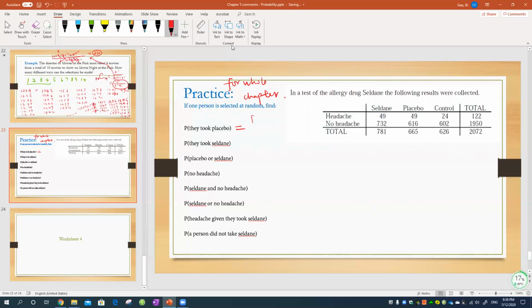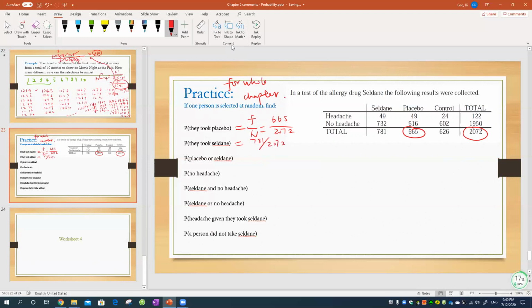For placebo, we just need the count, the frequency, for those who took the placebo. So the total count for people who took placebo is 665, divided by the total number, which is 2072. That's the probability. So you can use your calculator, calculate that out, and write it in decimals or percentage. And Seldane, same thing, right? We have 781 divided by the total 2072.